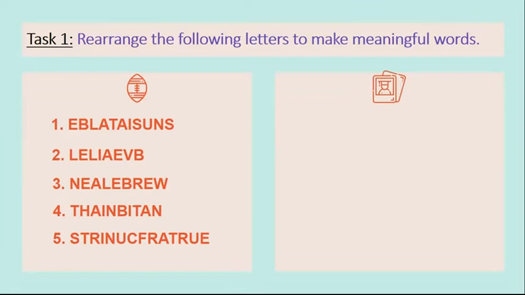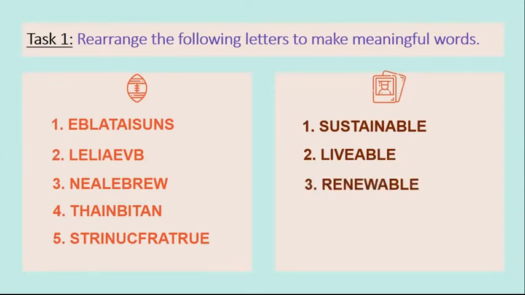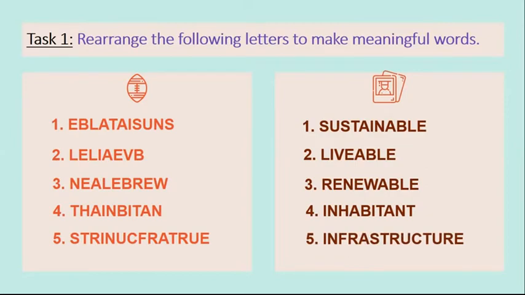Ready everyone? Let's check. Number 1. The correct word is sustainable. Number 2 is livable. The third word is renewable. Number 4 is inhabitant. Number 5. The last one is infrastructure.